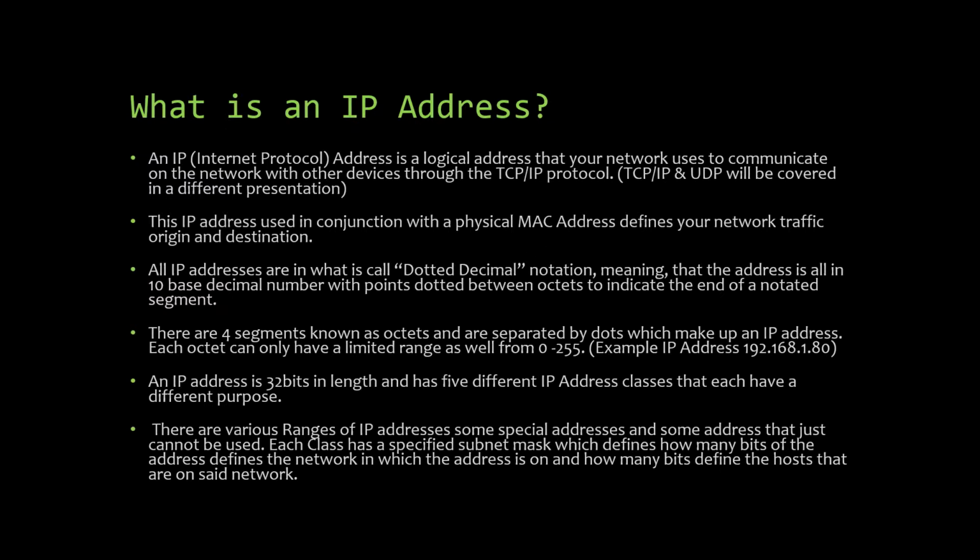An IP address is 32 bits in length and has five different IP address classes that each have a different purpose. There are various ranges of IP addresses, some special addresses, and some addresses that just cannot be used. Each class has a specified subnet mask, which defines how many bits of the address define the network the address is on, and how many bits define the hosts on said network.